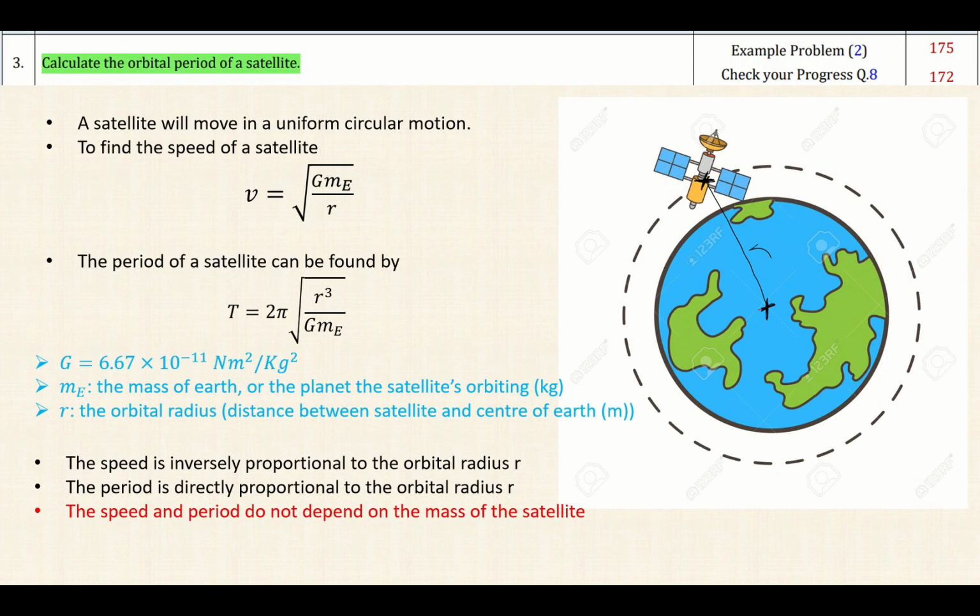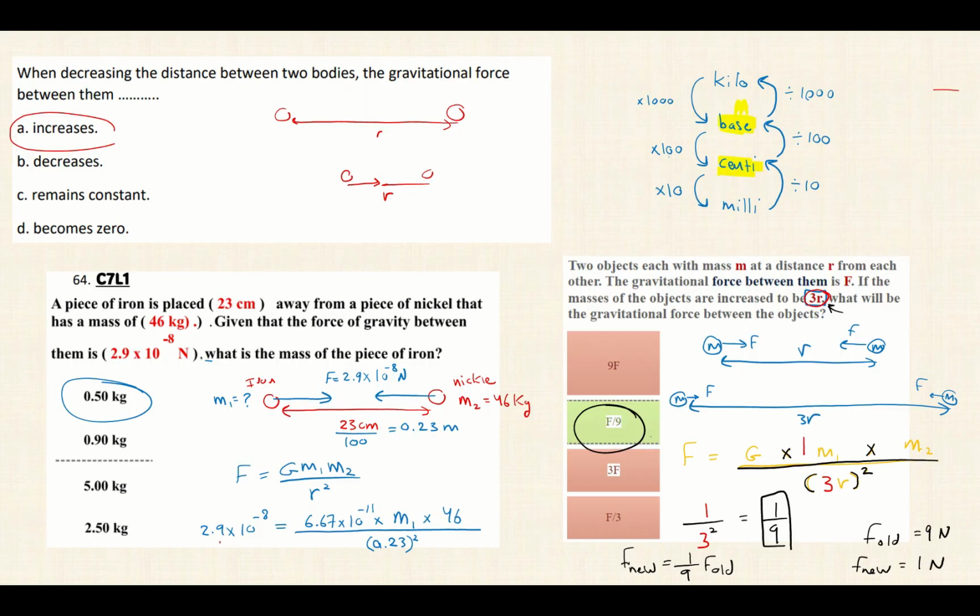Hi girls. We're going to start with question 3. Question 3 says, calculate the orbital period of a satellite. Answer example problem 2 and check your progress 8 from page 172.